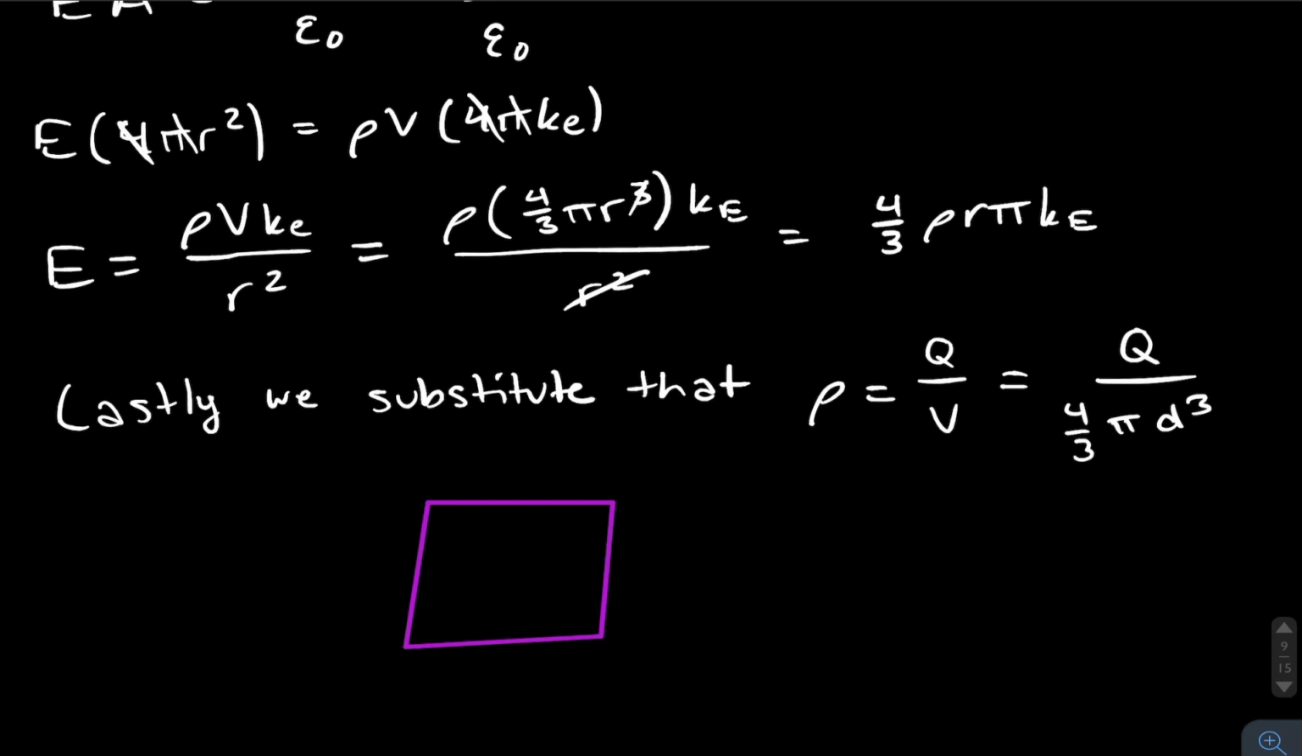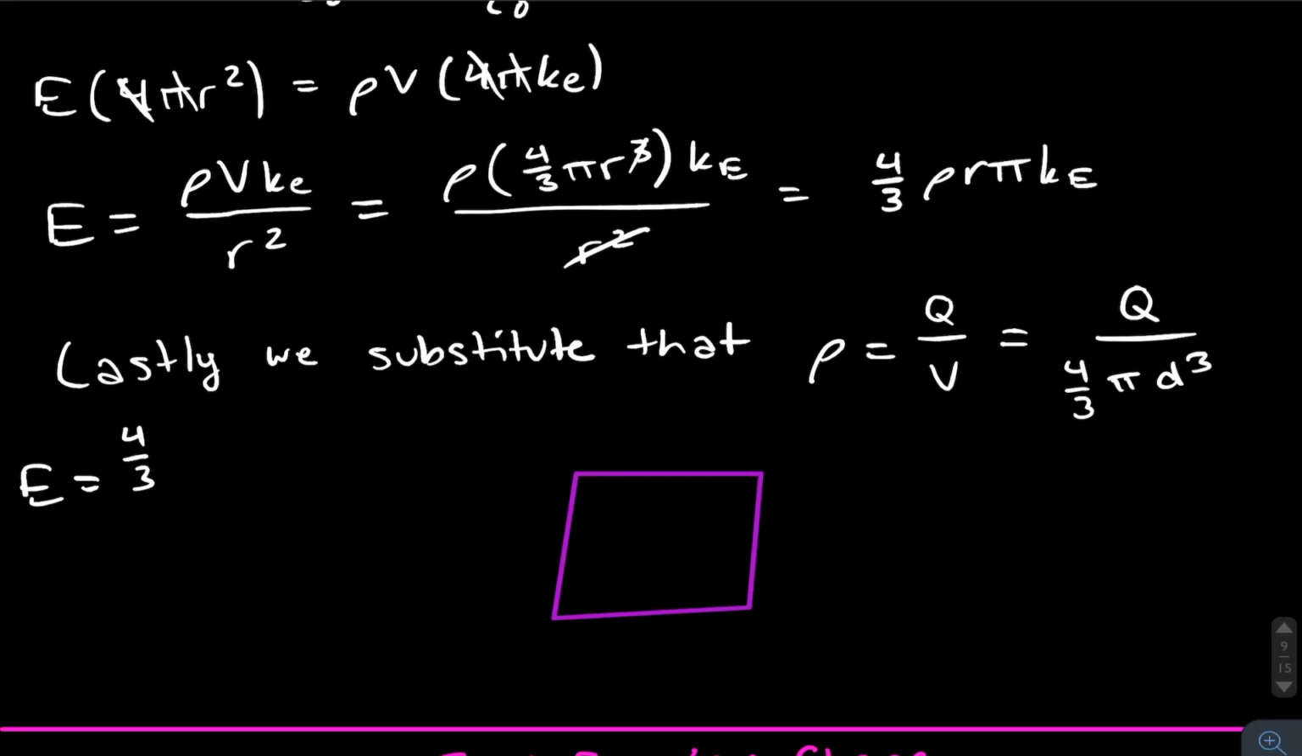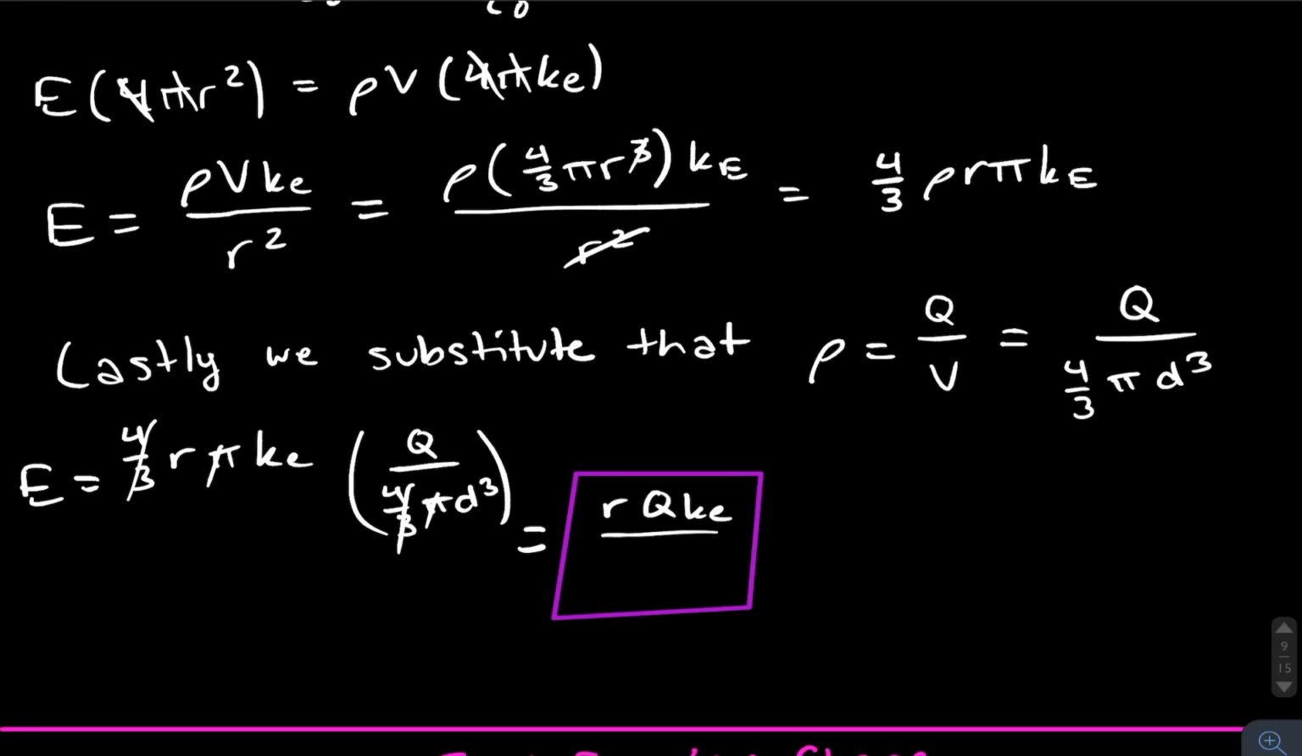So when we substitute that value of rho in, we get that E equals 4/3 r times pi times k_e times Q over 4/3 pi d cubed. I'm going to move this over because this is a lot of stuff. The 4/3 cancels out with the 4/3, and the pi's cancel out, and now we're left with something nicer: E equals r Q k_e over d cubed, for anytime r is less than d.